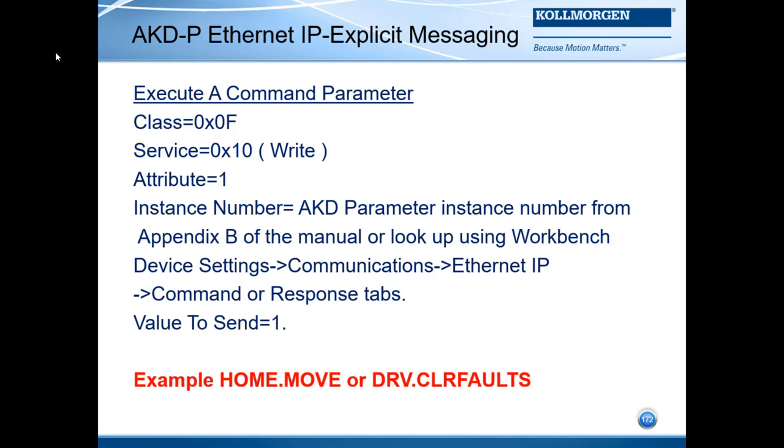To execute a command parameter using explicit messaging, the class will be hex F, the service will be hex 10 write, the attribute will be 1, and the instance number will be the AKD parameter instance number from Appendix B of the manual, or look up using Workbench by navigating to Device Settings, Communications, Ethernet IP, and then the Command or Response tabs. The value to send will be 1.